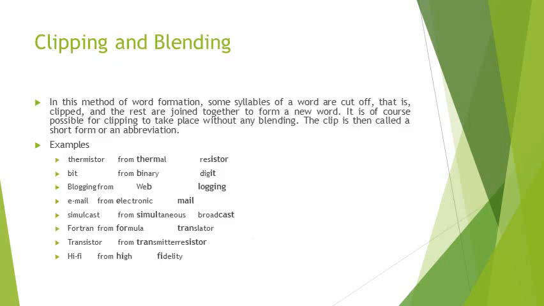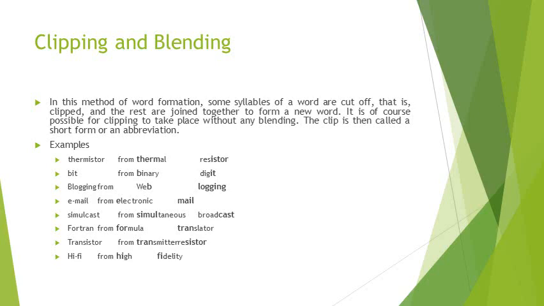Let's move on to clipping and blending. Now, in this method of word formation, which is clipping and blending, some syllables of a word are cut off, that is, they are clipped, and the rest are joined together to form a new word. It is, of course, possible for clipping to take place without any blending. This clip is then called a short form of abbreviation.